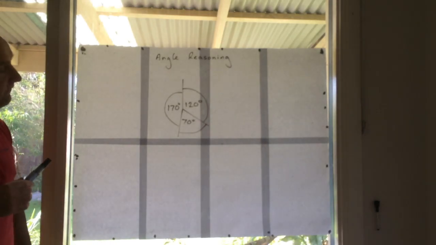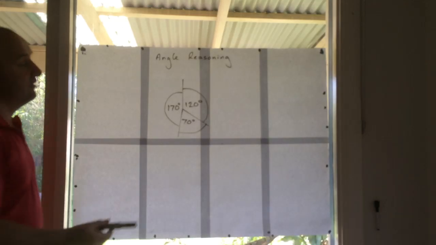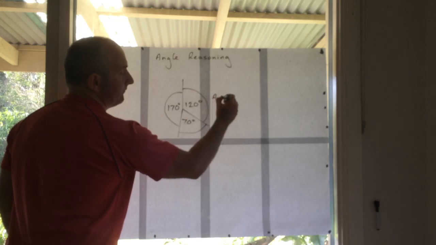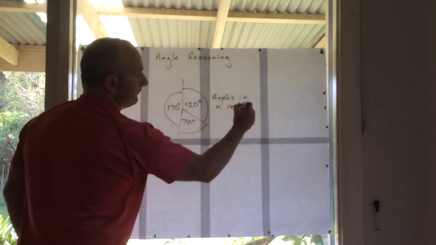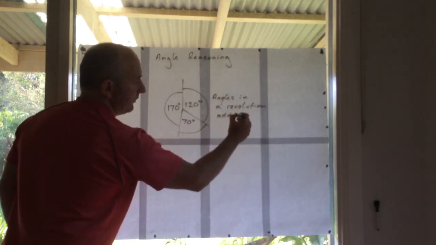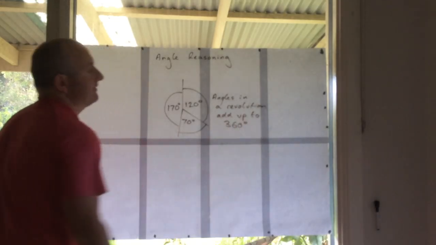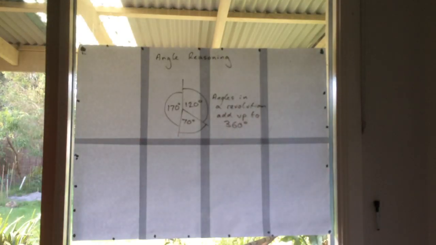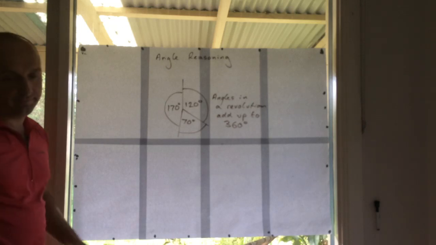All the angles in a revolution add up to 360 degrees. Okay, maybe you want to copy that down. Angles in a revolution add up to 360 degrees. Make sure you've got that copied down. Pause the video, copy that down, copy this diagram neatly using a ruler, and then we can move on to the next stage.